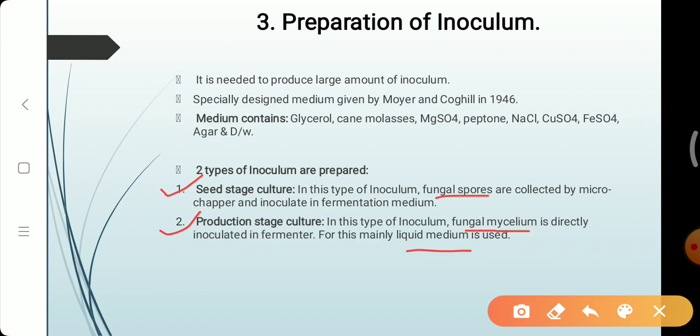The only difference between the seed stage culture and the production stage culture is that in the seed stage culture we use the fungal spore and the solid media, whereas in the production stage culture we use the fungal mycelia and liquid media.